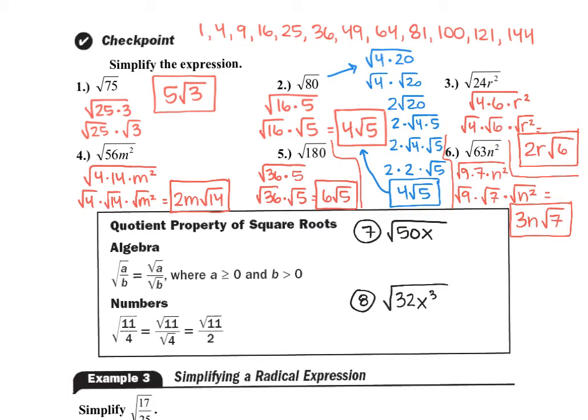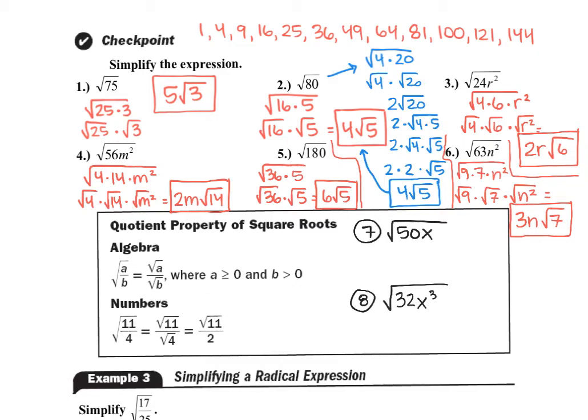All right, now you'll notice that down below I added a 7 and 8, and that's because so far all of these problems, the variable has been squared in each of them, and that's a little easier to do because we know the square root of m squared is just m, the square root of n squared is n. But what if it's not squared? I want to look at just a couple of those because those could be in your homework as well.